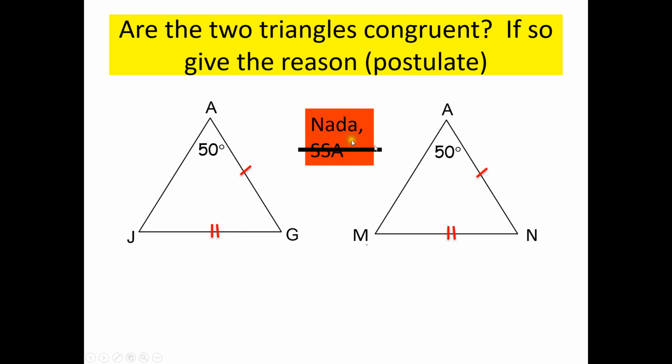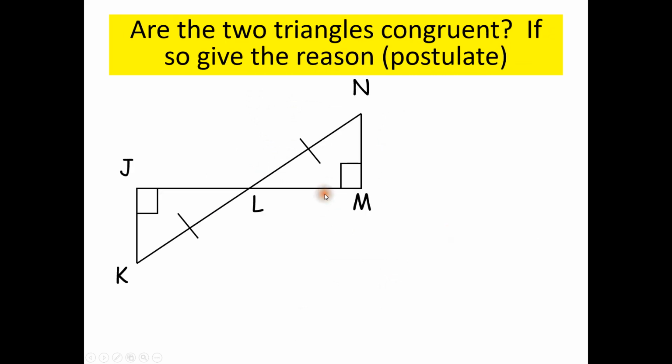So not congruent. Okay, on this one, is it hypotenuse leg? Well, they got the hypotenuse mark, but they don't have either leg mark, so it's no. Okay, but these are vertical angles, aren't they? So we can mark those. And now we've got angle, angle, side.